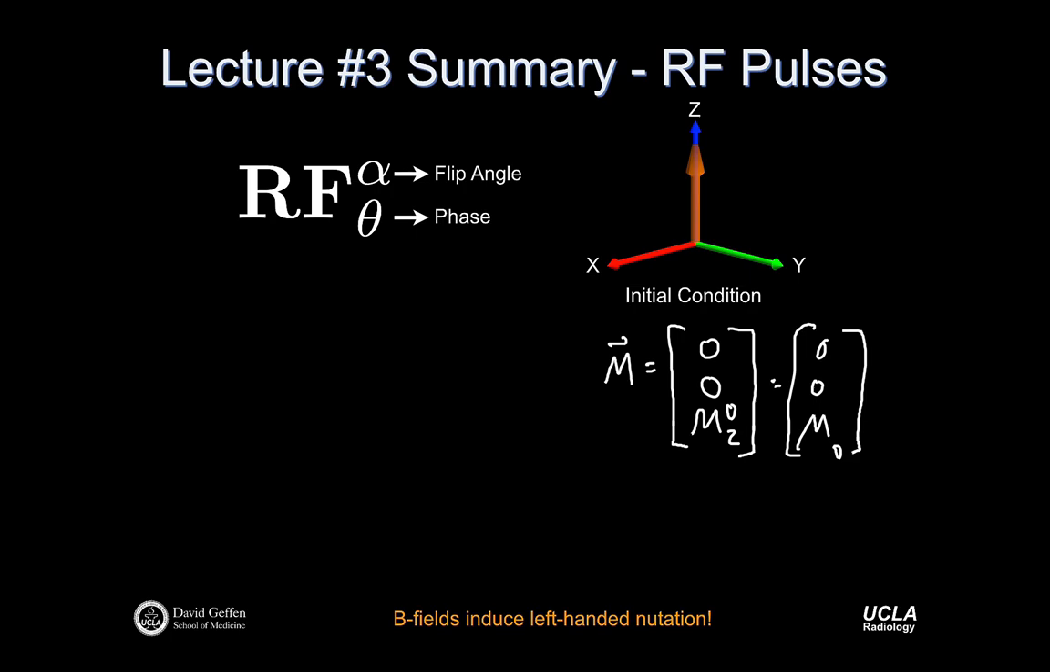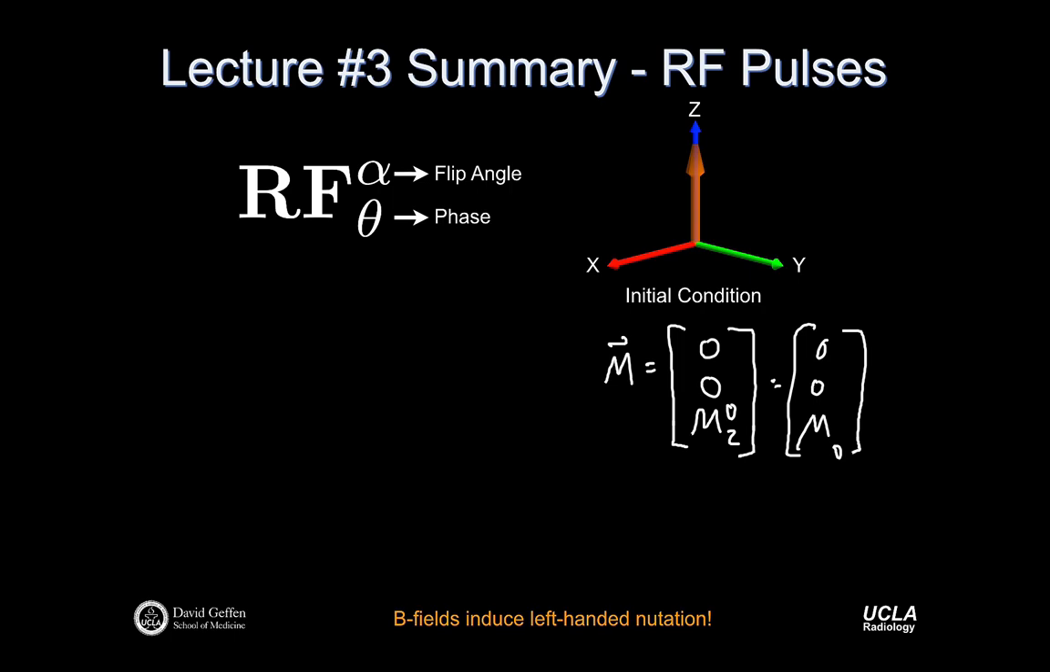Close. So first part, definitely right. M0 is the total available magnetization. We're considering some volume that we care about, right? It's a pixel, it's whatever, right? And so there's a total maximum amount of magnetization we can have from that sample, given the temperature, given the B0 field, whatever. So that's right.